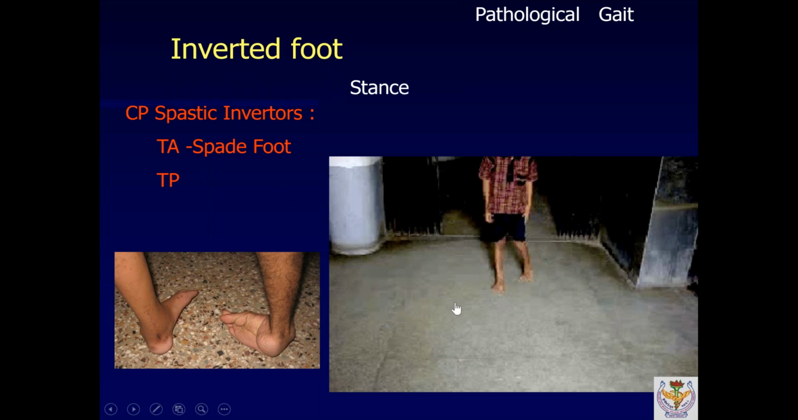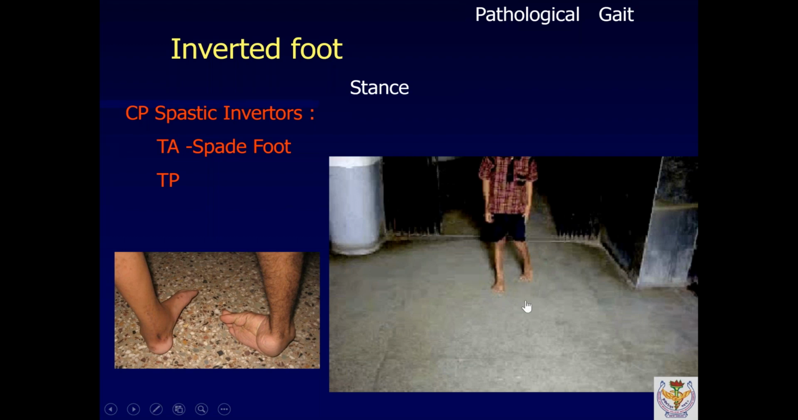Now, different types of abnormal gait can occur in the foot also. In the foot, we can have what is known as a spade foot. Usually the sole is never visible, but like a spade, it is visible when the tibialis anterior is either contracted or in spasticity, like in cerebral palsy.